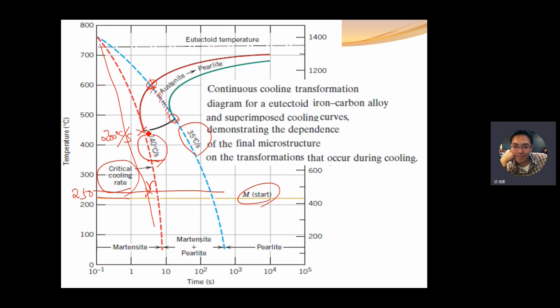And if the cooling rate is slower than 35 Celsius per second, say the cooling rate is 30 Celsius per second, what do we get? This curve would be like this, and the transformation of pearlite will start at this moment and finish at this moment.